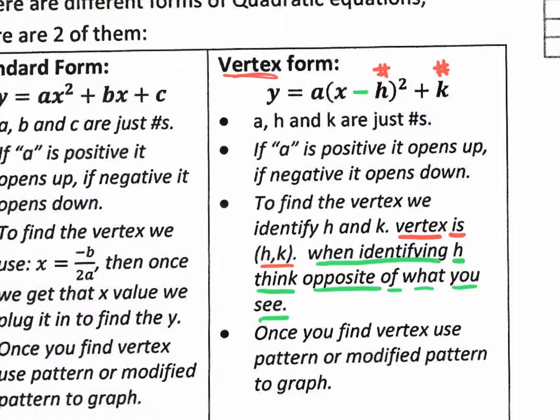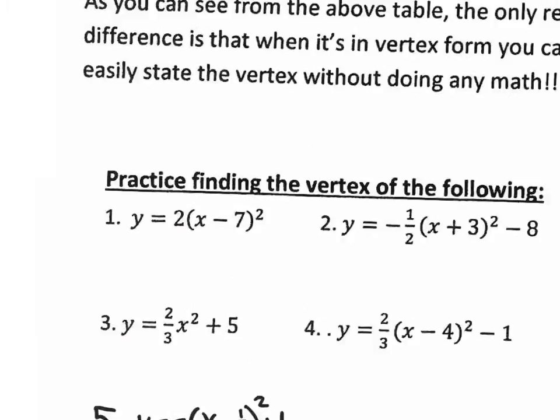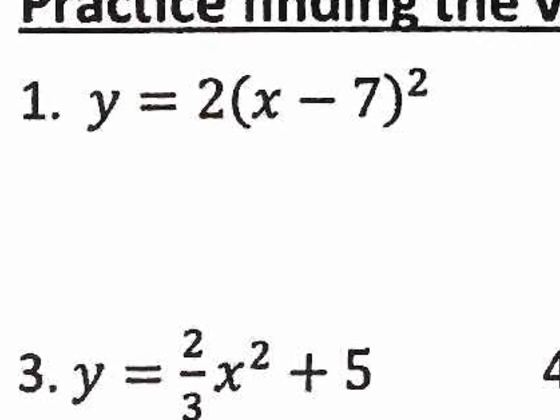Once you find the vertex, the rest is the same. You either use a pattern or an xy table or a modified pattern. So the only difference between standard form and vertex form, besides the way they look, is that just by looking at it, you can see your h and k value, and that's your vertex. Over here, you have to do the formula. You have to do a lot of math, a lot of opportunities for mistakes. Right here, you just look at h and k, you have your vertex.